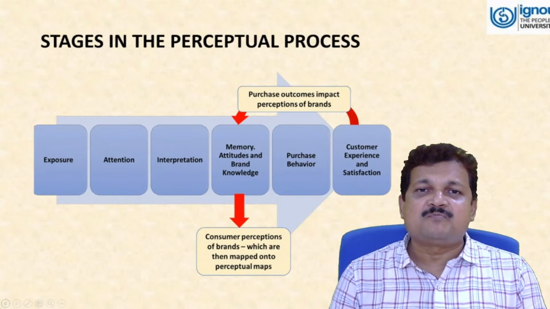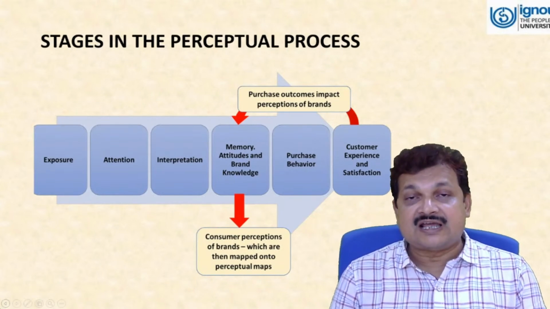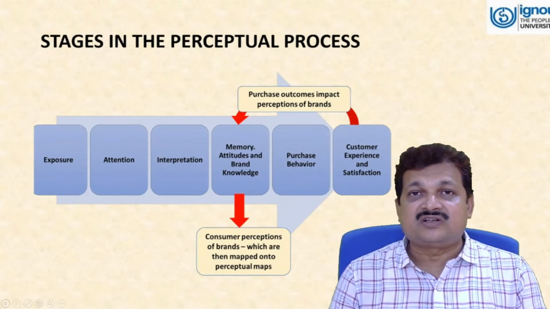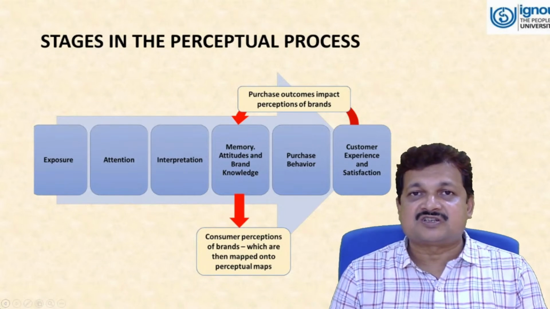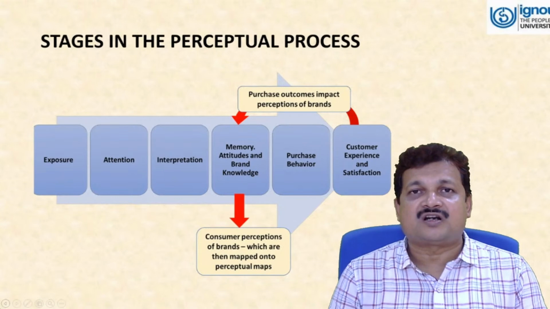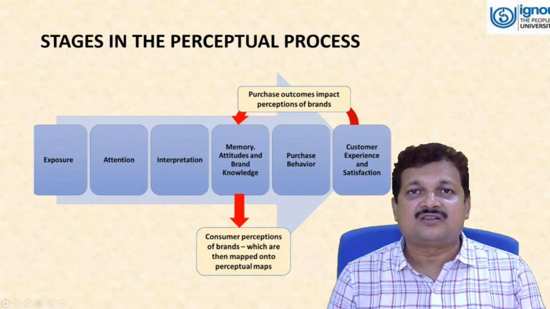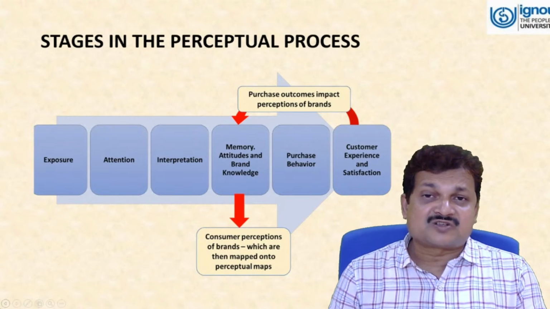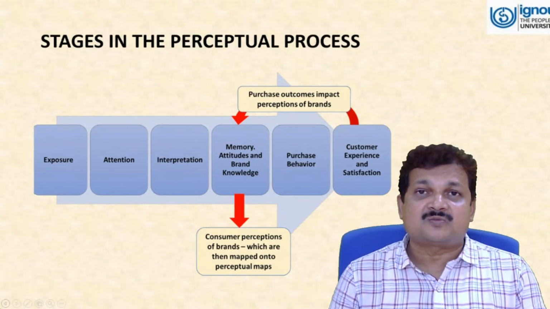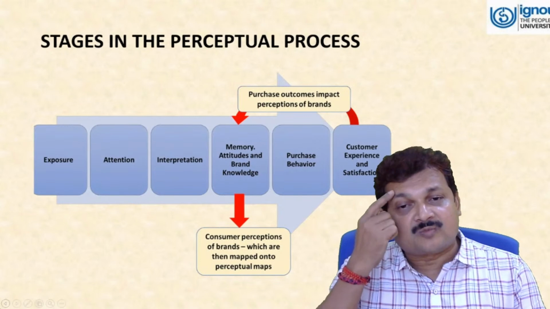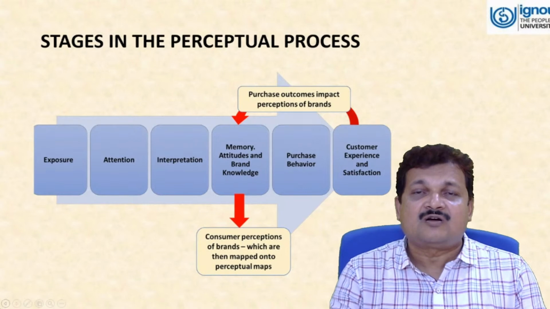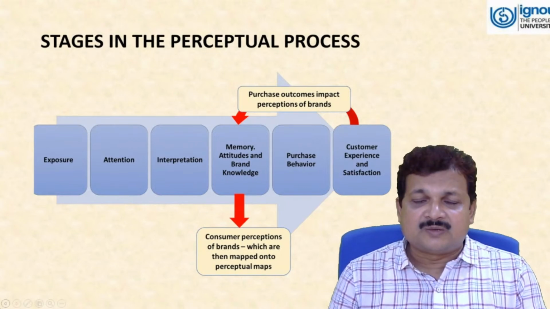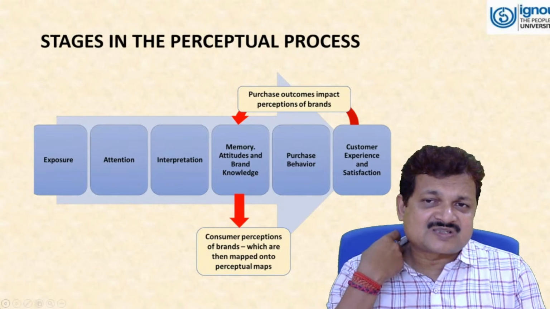So purchase outcomes impact perception of brand. It is highly acceptable that once you have reached the brand, that is definitely going to affect the perceptual map, because if the brand is giving very nice results, you will find this particular brand in the positive quadrant, in a higher position in the perceptual map. But if the product is not performing as per the expectation of the customer, then there will be a problem, and the brand which was earlier in a better position may now deteriorate to an inferior position. That's why customer experience and satisfaction matter.